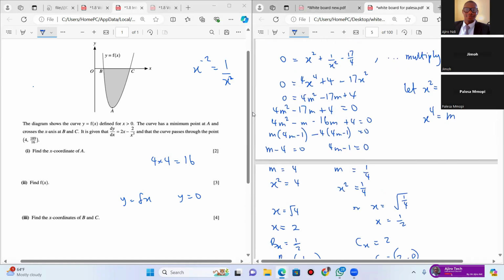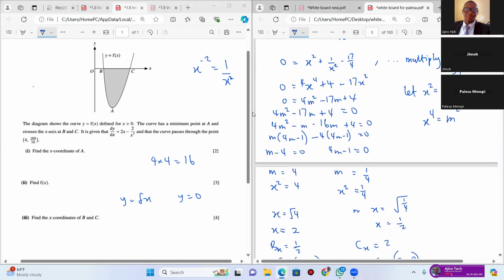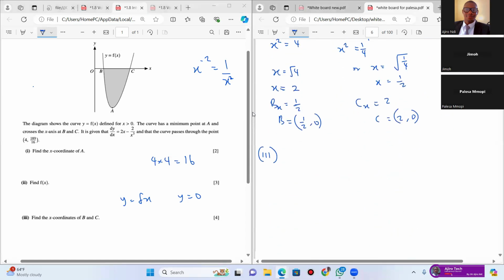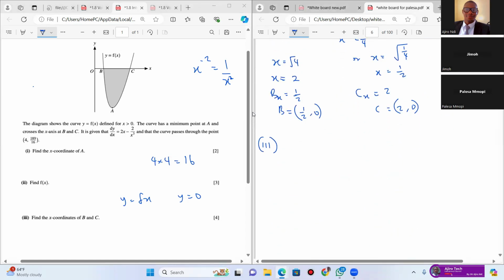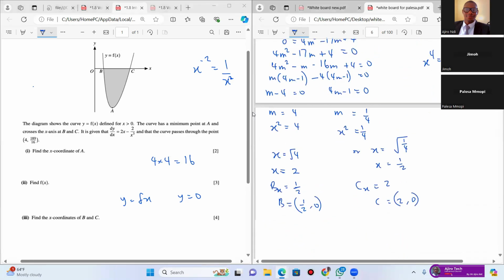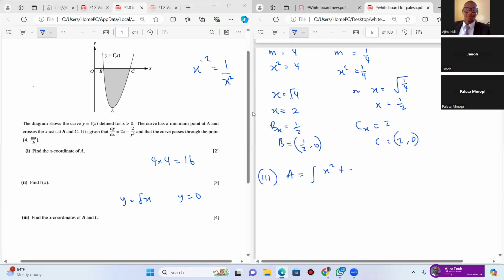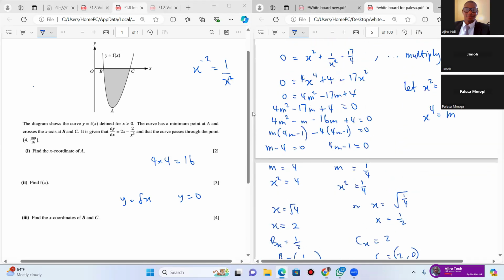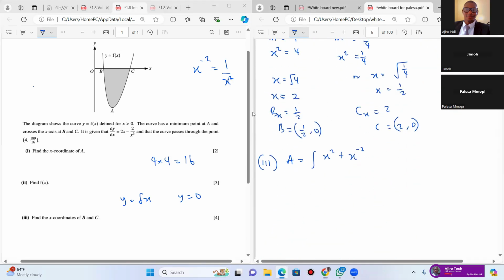x squared plus 1 over 2. So we want the area, the integral of x squared plus x to the power -2 minus 17 over 4 dx. So if I integrate from half to 2, I'll get a negative.